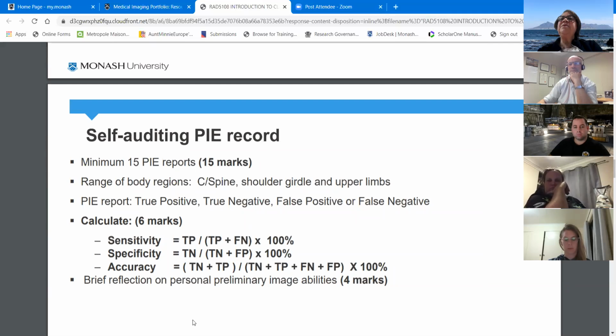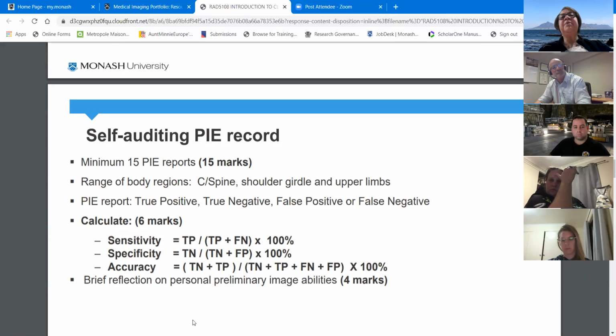Now in 4502, I did put up a presentation with some basic statistics just to go over that, and I've uploaded that again on the unit, just for you to refresh your memory if needed. And for the 15 cases that you upload, you'll get 1 mark for each of those cases. So that's 15 marks. When you work out the statistics around the sensitivity, which is how good you are in identifying what is abnormal, and the specificity is how good you are at identifying the normal, so not overcalling, and the accuracy, so that in total is 6 marks, so 2 marks for each of those calculations.